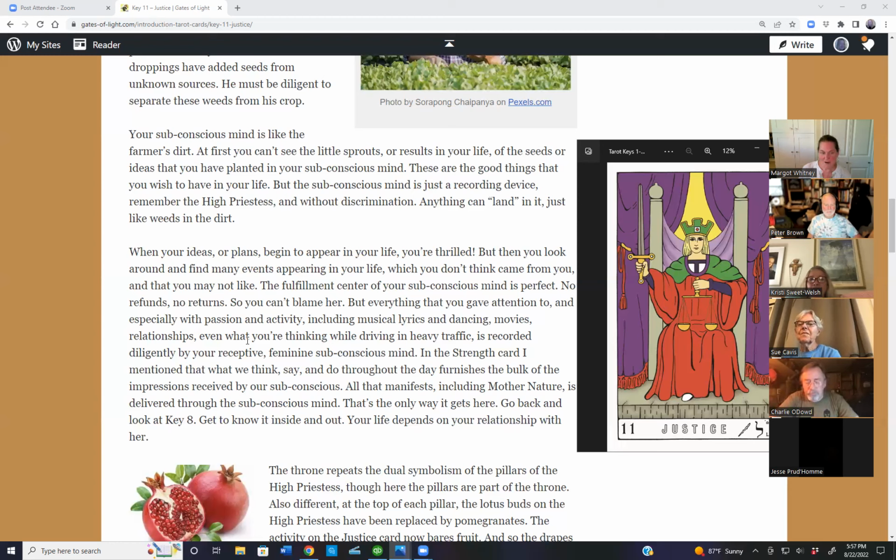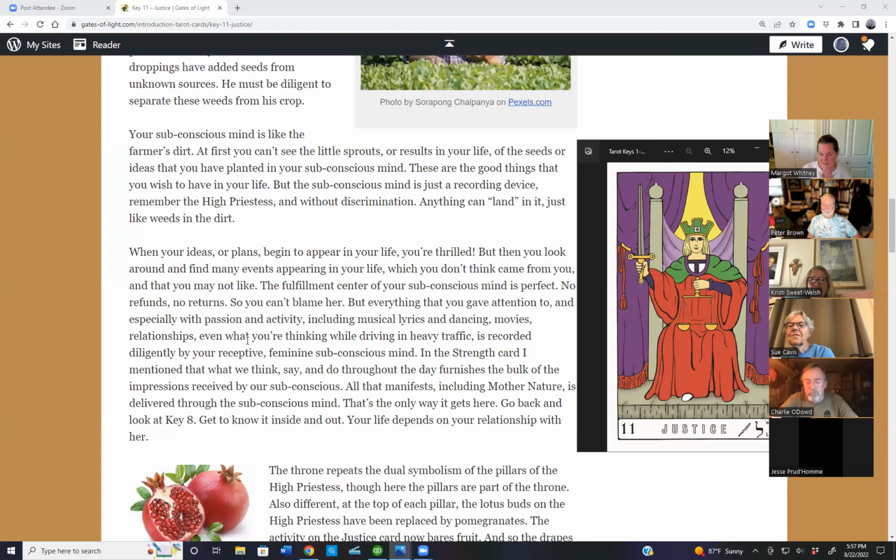In the strength card, I mentioned that what we think, say, and do throughout the day furnishes the bulk of the impressions received by our subconscious mind. I'm going to stop here. This is why doing the pattern on the trestle board is really helpful. It kind of cleans all that junk out. You're like, redirect subconscious mind. This is really who I am. I'm going to recite this to you tonight. And she goes, oh, okay, and delivers that. All right.